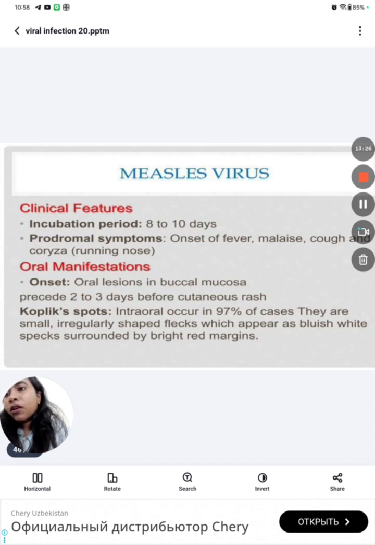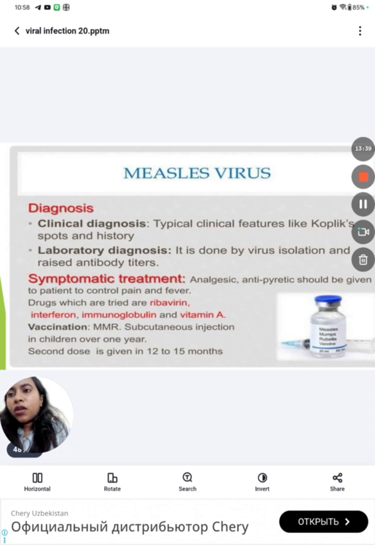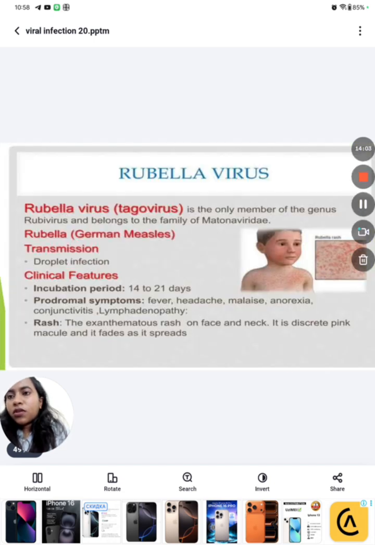Symptoms: fever, cough, and running nose. Onset of lesions in buccal mucosa proceeds 2 to 3 days before the cutaneous rash. Apart from this, you can see the Koplik spot. Diagnosis: you can see the typical clinical features like Koplik spot and the history. Lab diagnosis is done by virus isolation and raised antibody titers. Treatment: analgesic, antipyretic, drugs like ribavirin, and vaccination, which is known as MMR. The second dose we have to give at 12 to 15 months.